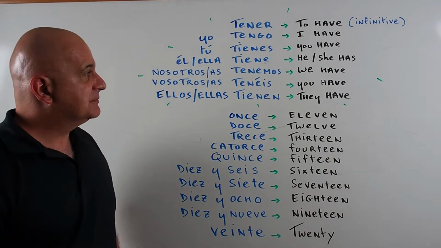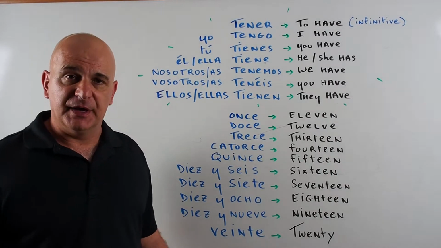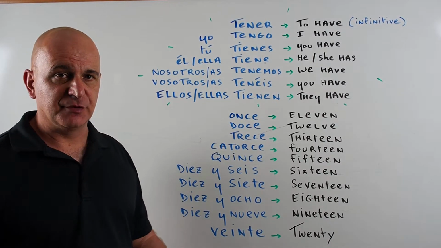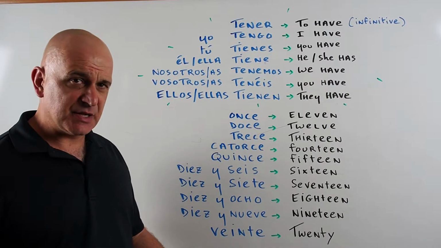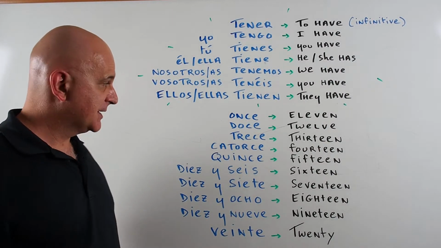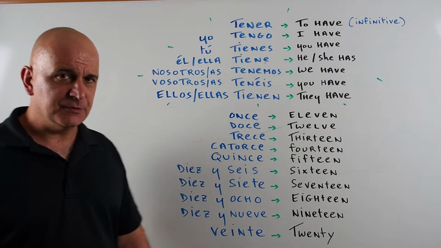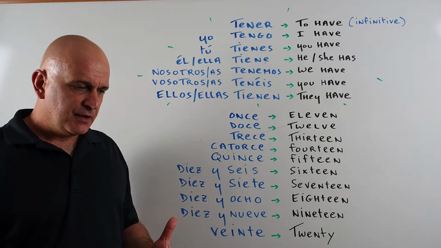So, what do we have here? You see, I'm still keeping up with the verb tener, to have, because I want to show you that you can use the verb tener, to have, to talk about your age. Now, that implies that we know a little bit more about the numbers. The numbers are fairly easy once you get to understand how they work.